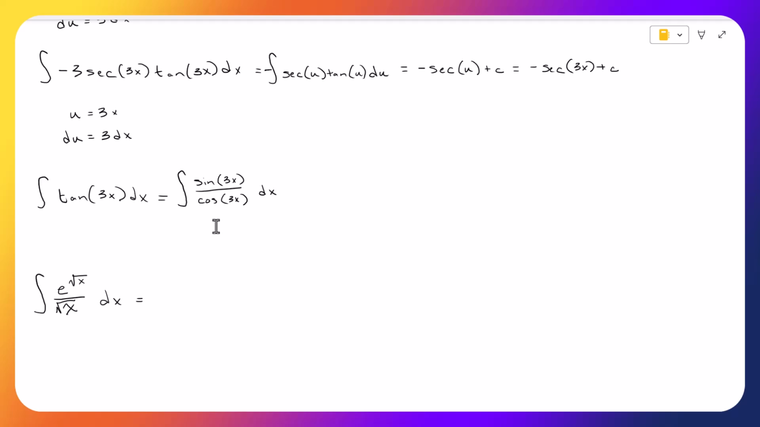Let's start with the cosine. So let's say u equals cosine. No, I'm sorry, I don't want to start with cosine. I want to start with sine. U equals sine of 3x. Du equals 3 cosine of 3x dx.